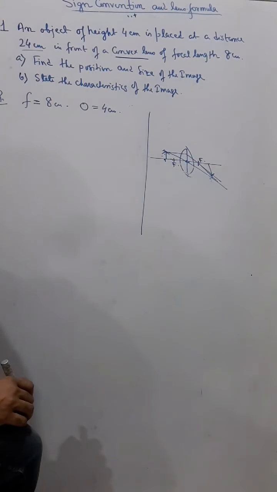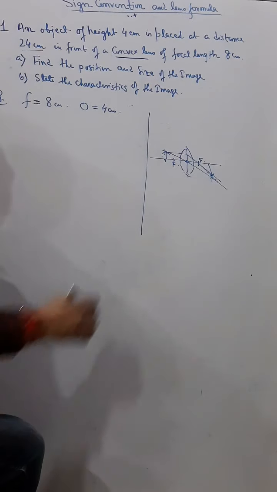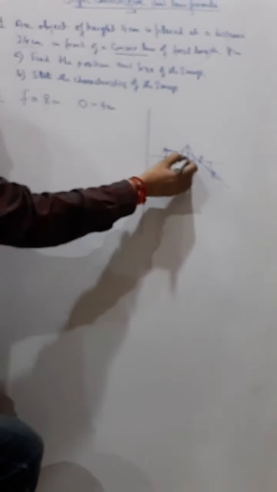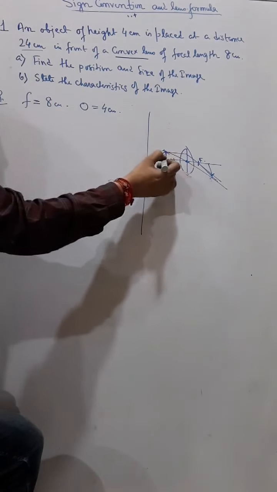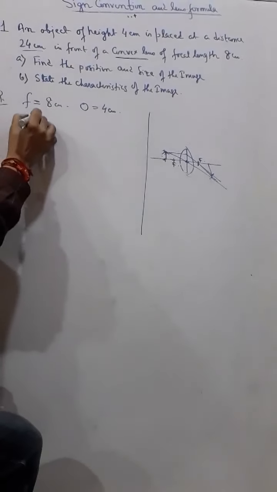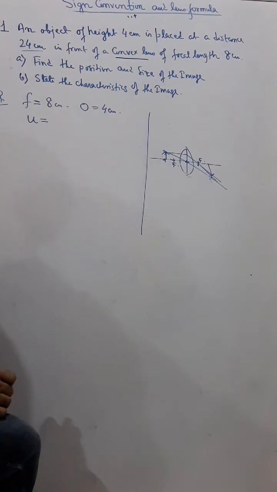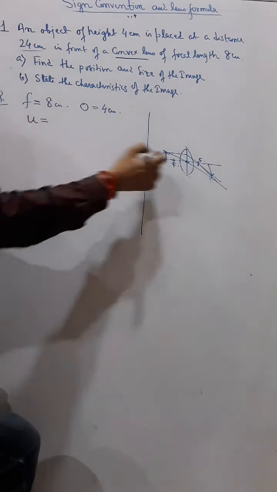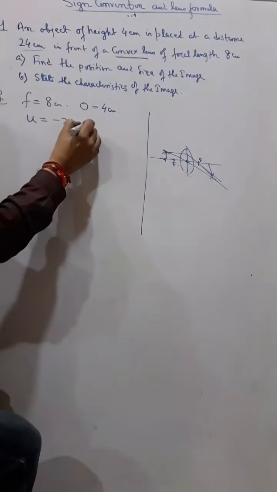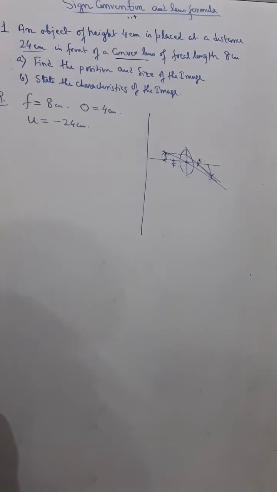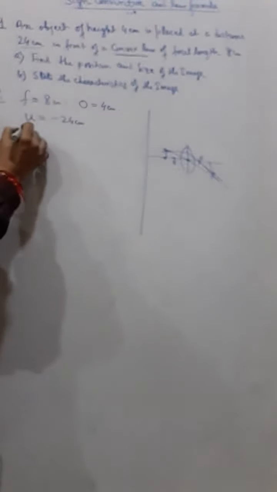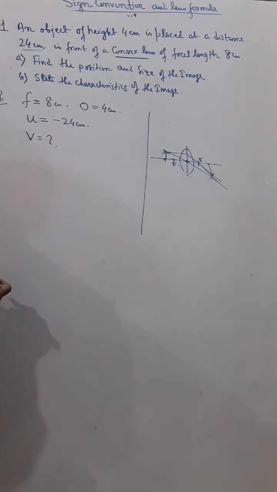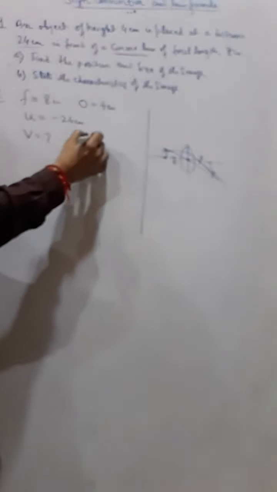And placed at a distance of 24 centimeter in front of a convex lens. Now this is 24 centimeter from O to left side. So O to left side, that means that is U. So that is the distance of the object, and that is 24, but this 24 will be negative, so it is minus 24 centimeter. Okay, now they told what? Find the position and size of the image. Position of the image means you have to find V, and size of the image means you have to find I.